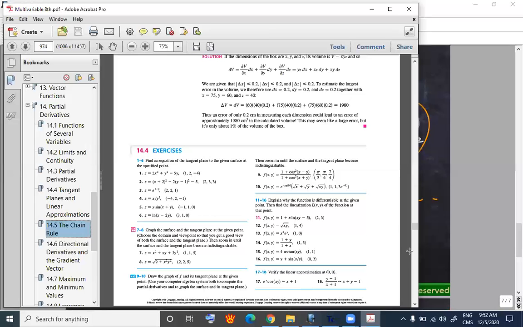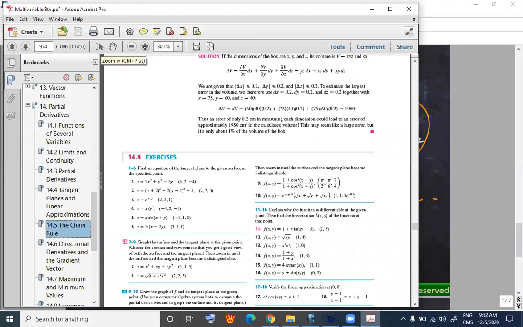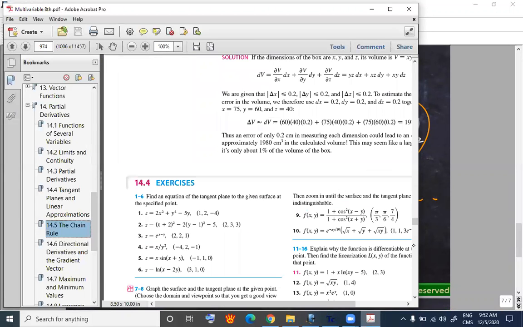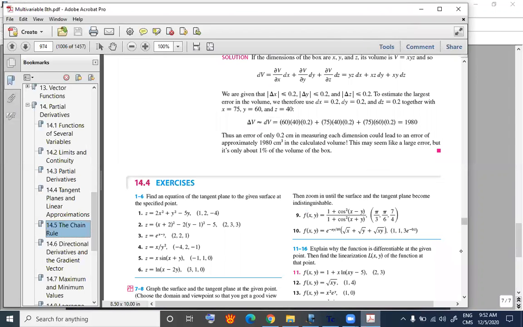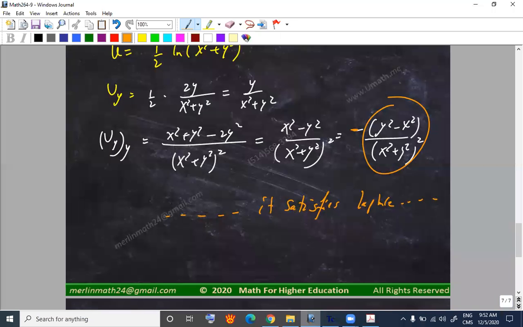Number 16. Yes. Okay. Read it, please. So if you want to do number 16, find the equation of the tangent plane to the surface. Okay. Let us write the rule.